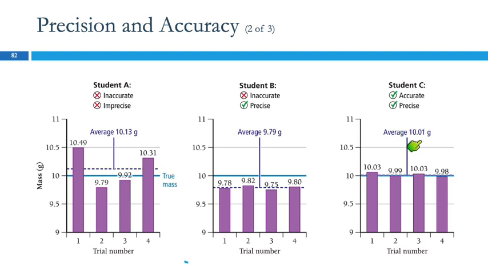Here, the average is 10.01, which is very close to 10, right? So this one is accurate and precise. This one is inaccurate but precise, and that one is none of them. We try to get accurate and precise. That's what we're going for.